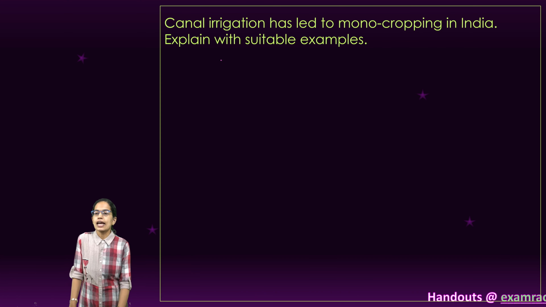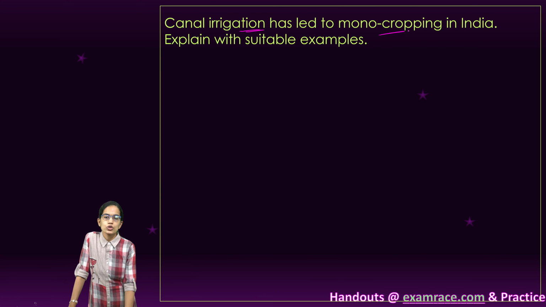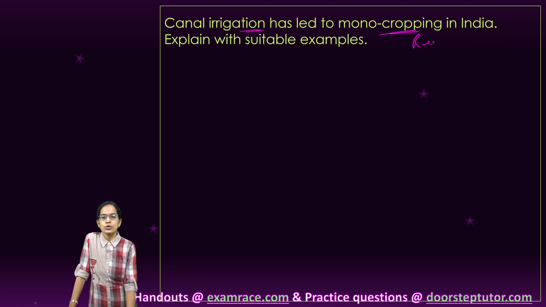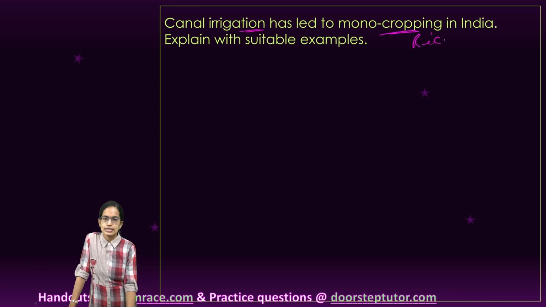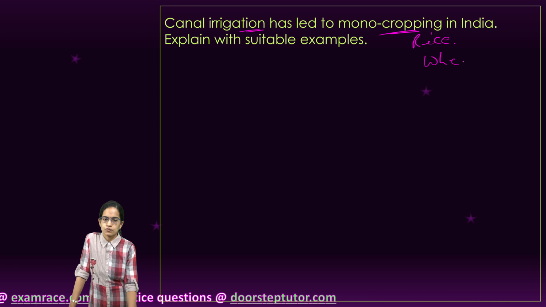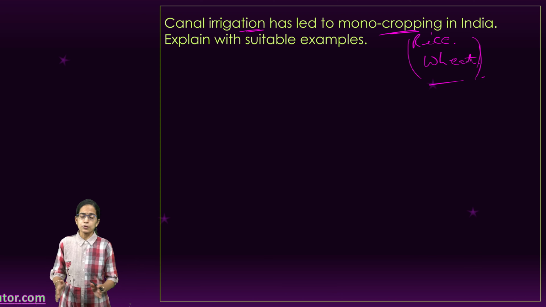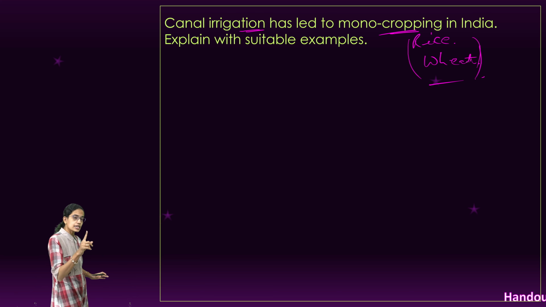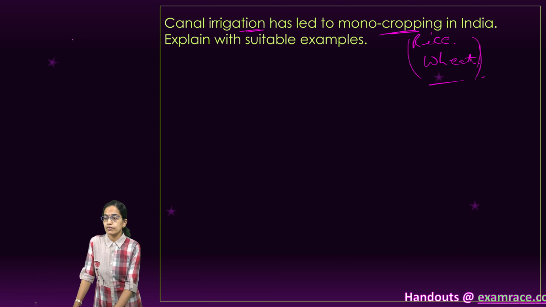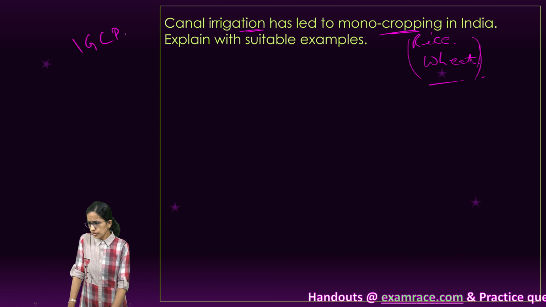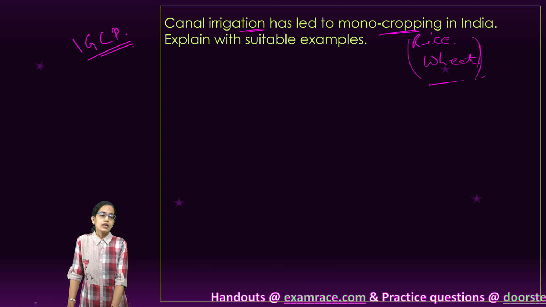The next is that canal irrigation has led to monocropping rather than multi-cropping. When we say monocropping, we mainly focus on two things. One is rice, which is paddy, and the other is wheat. We call these monoculture crops because these are the common crops which are grown when there is canal irrigation. The Indira Gandhi Canal is a must example and should be cited here.